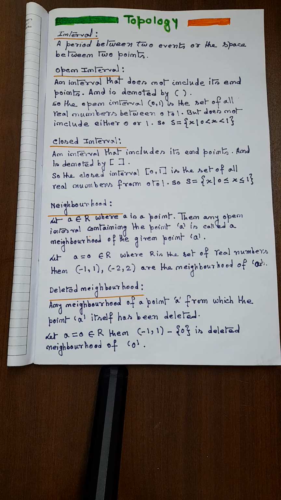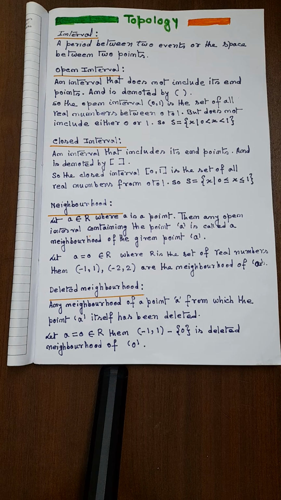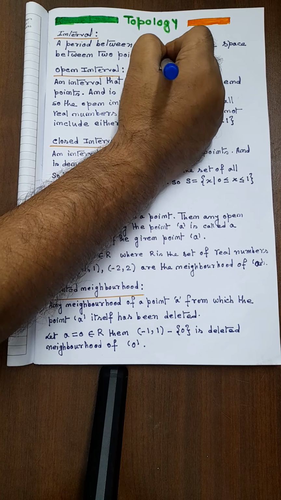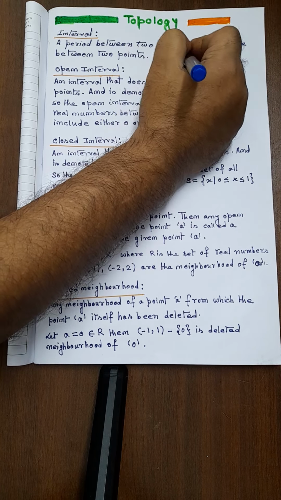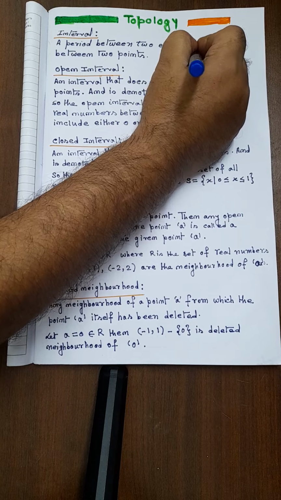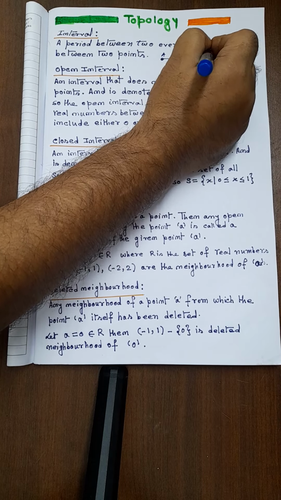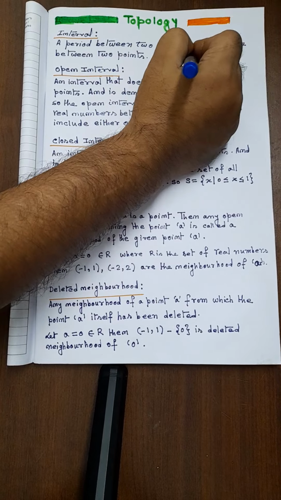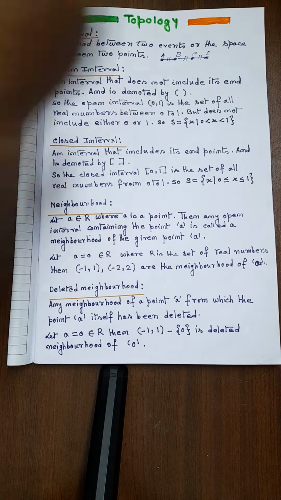What is an interval? A period between two events or the space between two points, right? A period between two events or the space between two points is called an interval. So we can say like that: A, B, then C, D, right? So this is an interval, this is an interval, this is an interval.